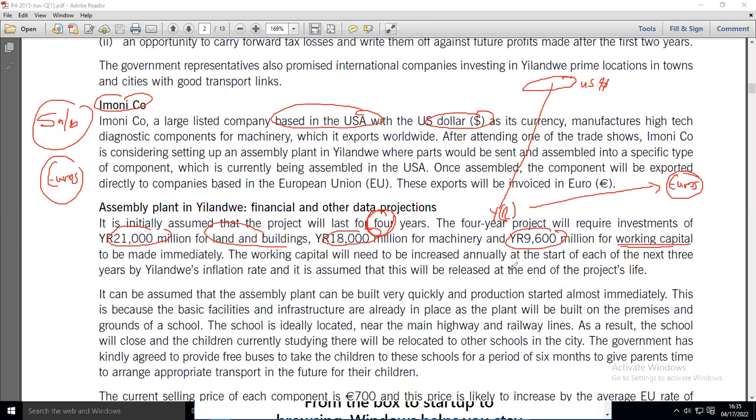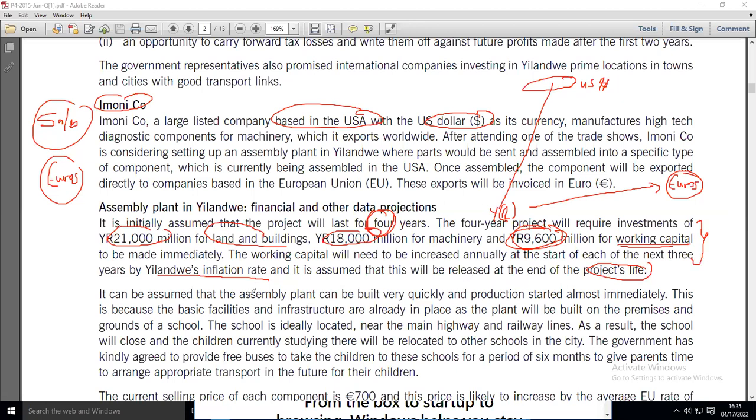Working capital will need to be increased annually at the start of each of the next 3 years by Y's inflation rate. We have seen those inflation rates there. So this figure has to be inflated. It's assumed that this will be released at the end of the project's life. So full information on working capital is here.